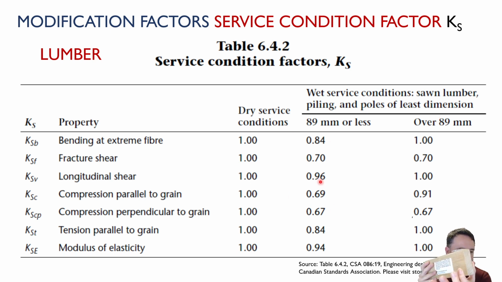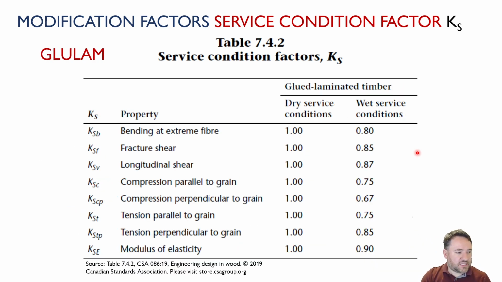If the least dimension here, so if this was a 4 by 4 or bigger, then some of those are going to be 1, and the rest are going to typically have a higher strength. And that's because the moisture can't as easily impact through the entire section of the wood, because it takes time for the moisture to diffuse from the outside surface to the inside. This is the same for glulam, and glulam does not have that stipulation.